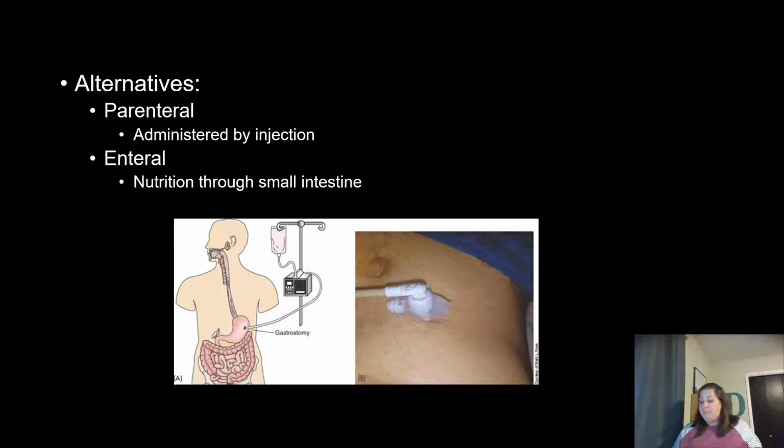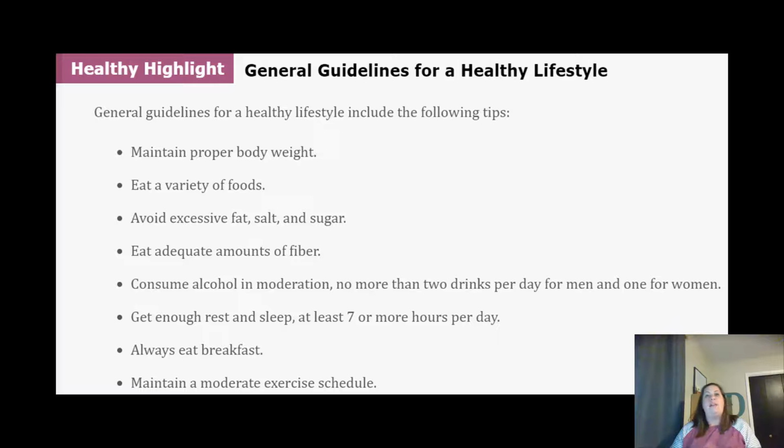All right, so some health highlights here, guys. There are some general guidelines for a healthy lifestyle. Some of these include maintaining a proper body weight, knowing your body mass index and what's good, and trying to stay within that range. Eating a variety of foods, not just focusing on one particular type, but a variety, like that food pyramid where you're getting a lot of different things like fruits, vegetables, grains, and dairy, if your body can handle it. Avoid excessive fat, salt, and sugar intake.